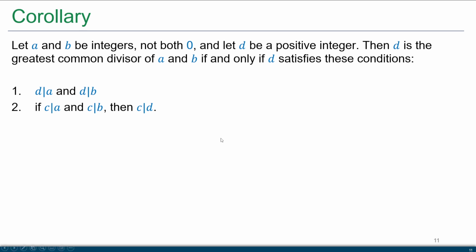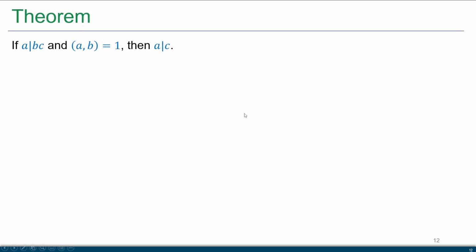Okay, so we're not going to prove these two things here. If you want to try and figure it out, that's a good exercise to work on. But this leads us now into our next theorem. We're going to prove this one because it's going to help us solve the next exercise. In this case, we have two conditions. If a divides bc, the product bc, and the greatest common divisor of a and b is equal to 1, then a has to divide c.